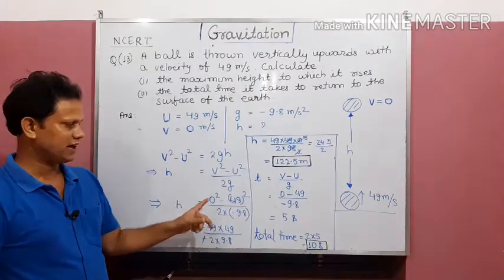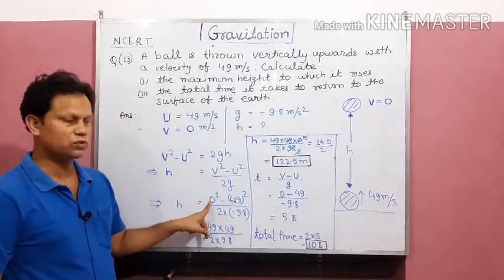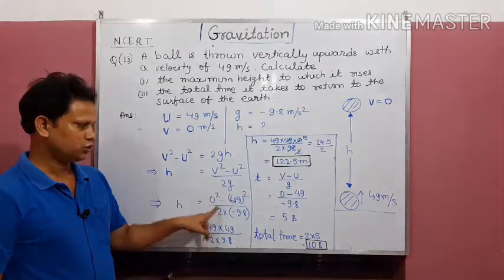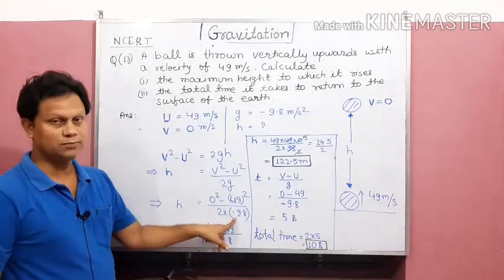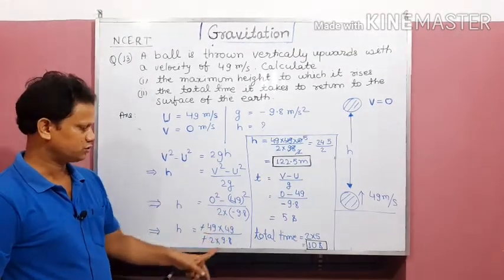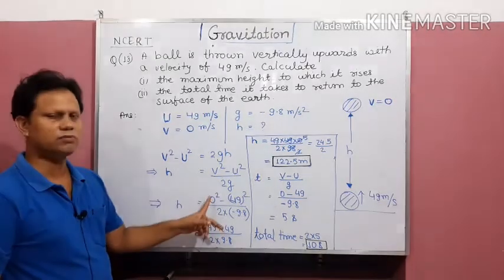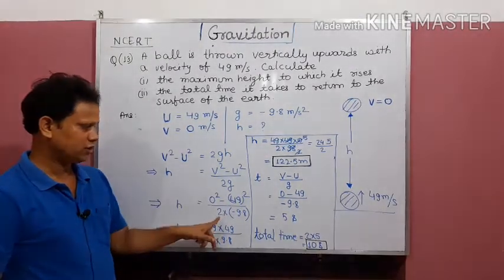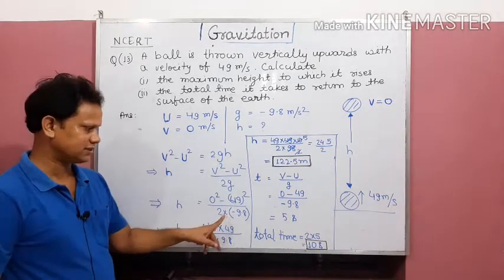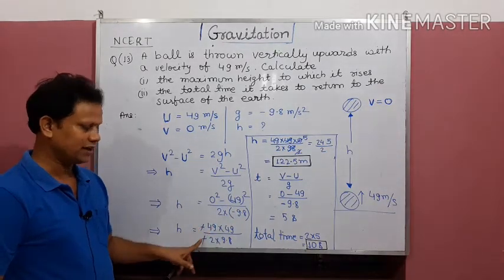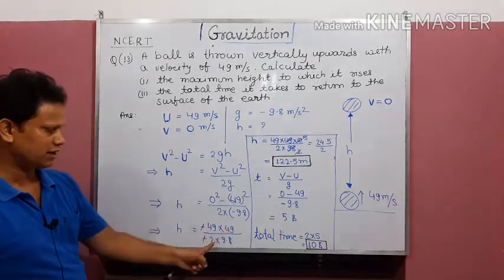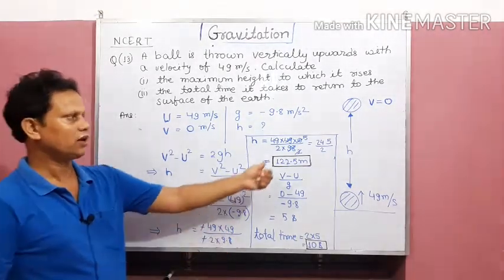Now we replace v by 0 square, 49 square for the initial velocity, then 2, and the g value will be minus 9.8. Now when you solve this, the 0 square will be 0. So minus 49 into 49 and then minus 2 into 9.8. I have taken minus here. Now both the minuses cancel. So whatever value is left is 49 into 49 by 2 into 9.8.